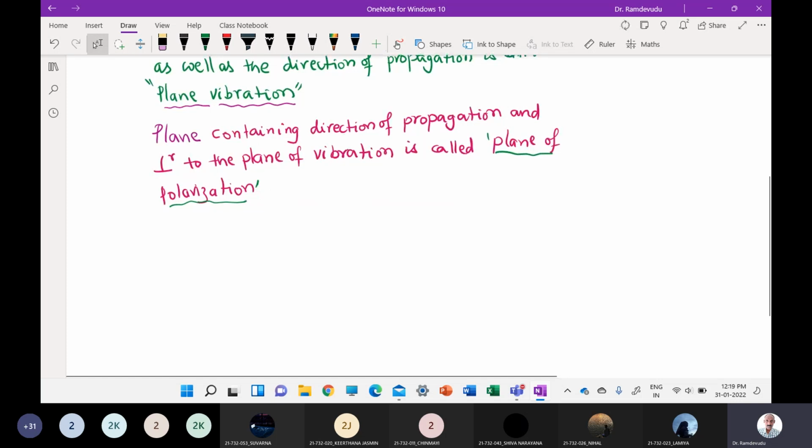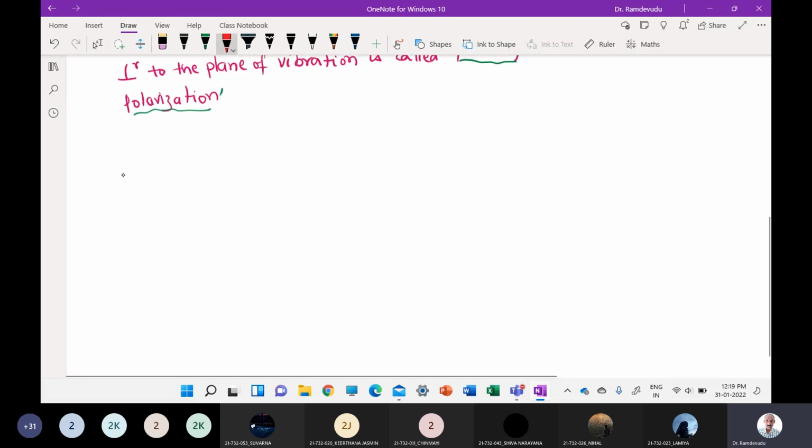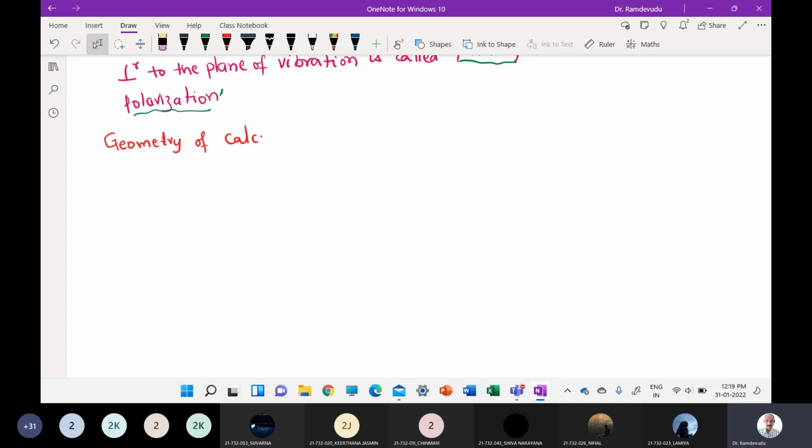Now we will look at what the optic axis is and what the principal plane of a given crystal is. To know that, we should first know the crystal structure of these crystals like calcite, quartz, etc. Now I'll look at the geometry of the calcite crystal. From this, we will define the principal section and the angles in the principal section, along with the crystal structure of calcite.